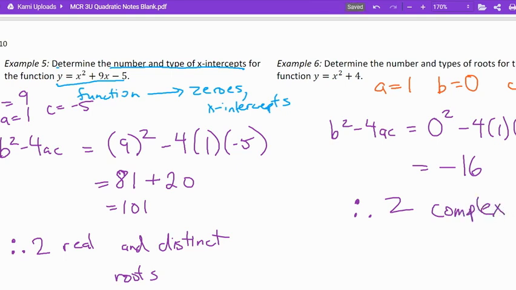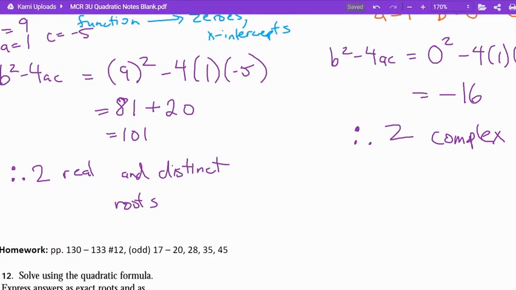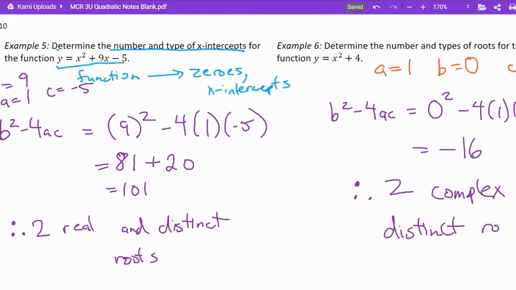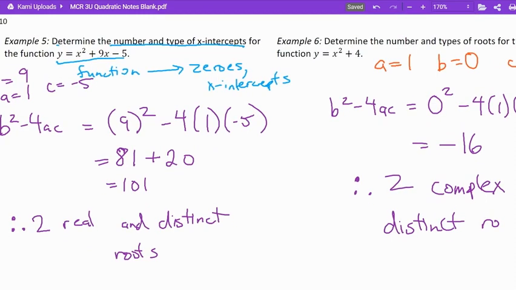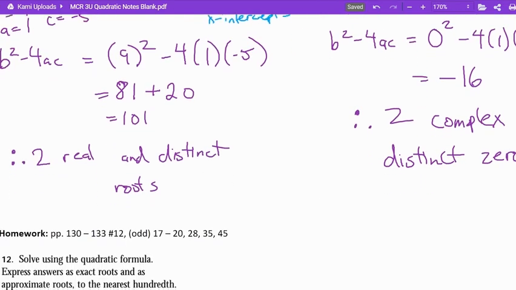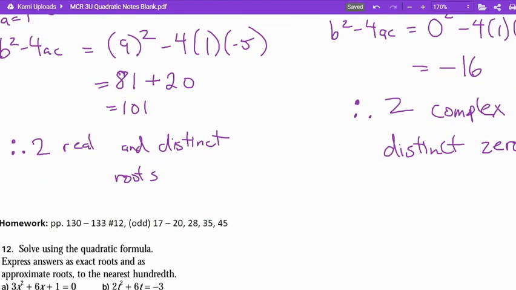And when they are complex, can they ever be identical? Never. So if you have complex roots, they're also always going to be distinct. Is it roots or x-intercepts? They're x-intercepts. I will say you won't get it wrong to say roots. I like the word zeros. Exactly. Distinct zeros. Okay. Can I boggle your brain?